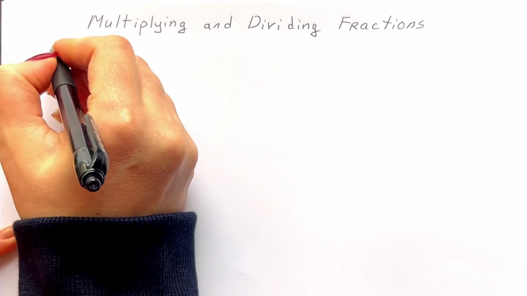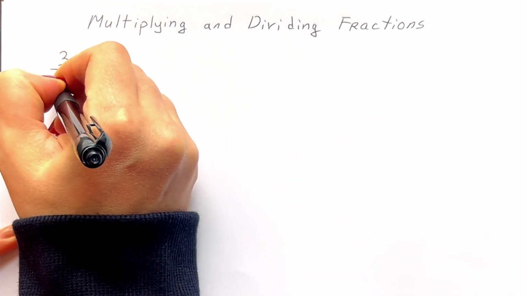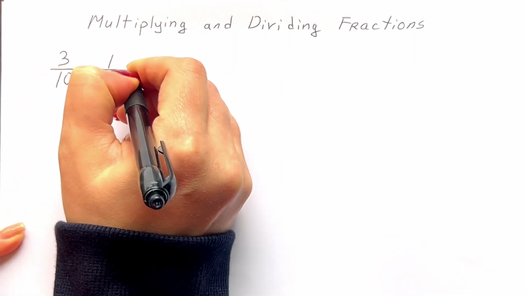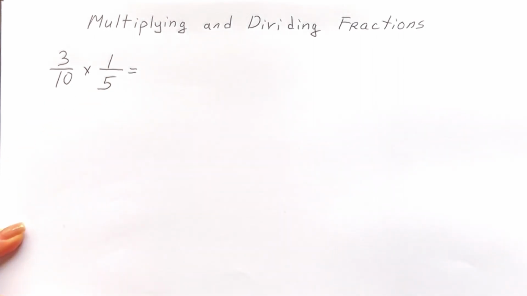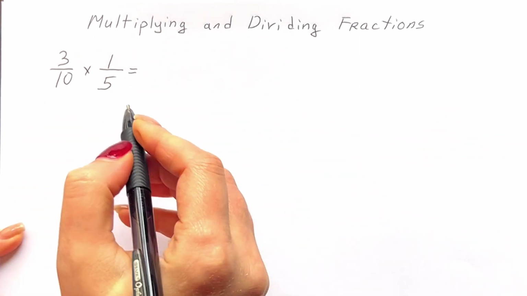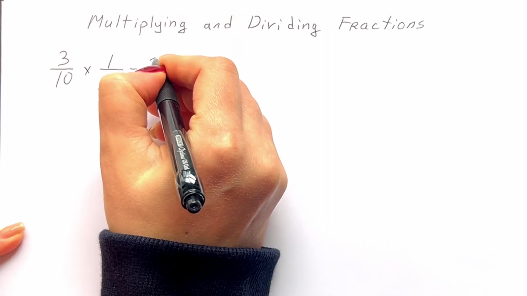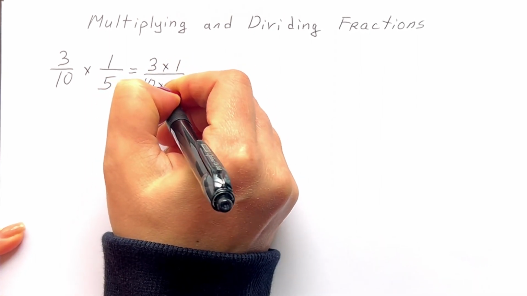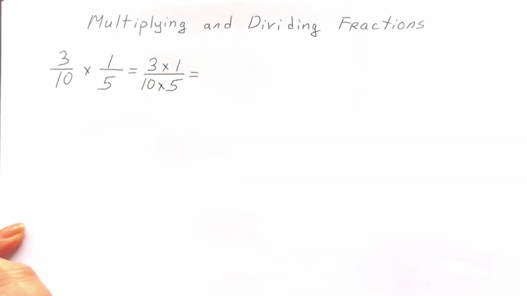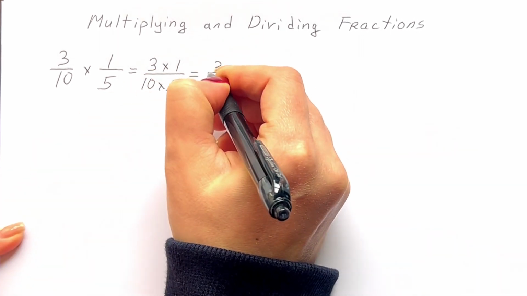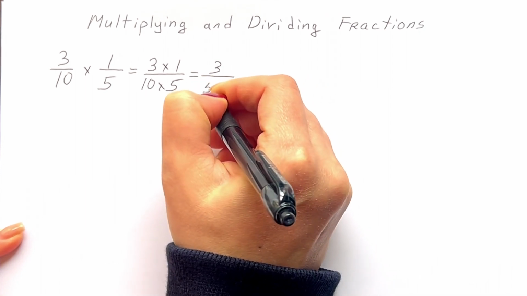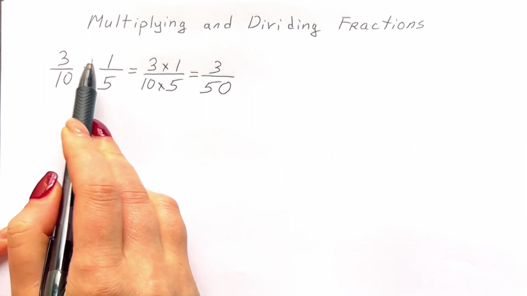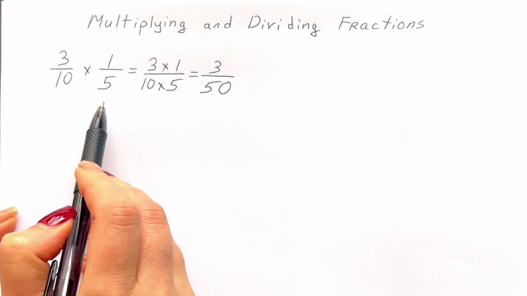Let's say we have 3 over 10 times 1 over 5. To multiply the fractions, we just multiply numerators together and denominators together. 3 times 1 over 10 times 5. Okay, 3 times 1 is 3. 10 times 5 is 50. That's it. We just multiply the numerators together and denominators together.